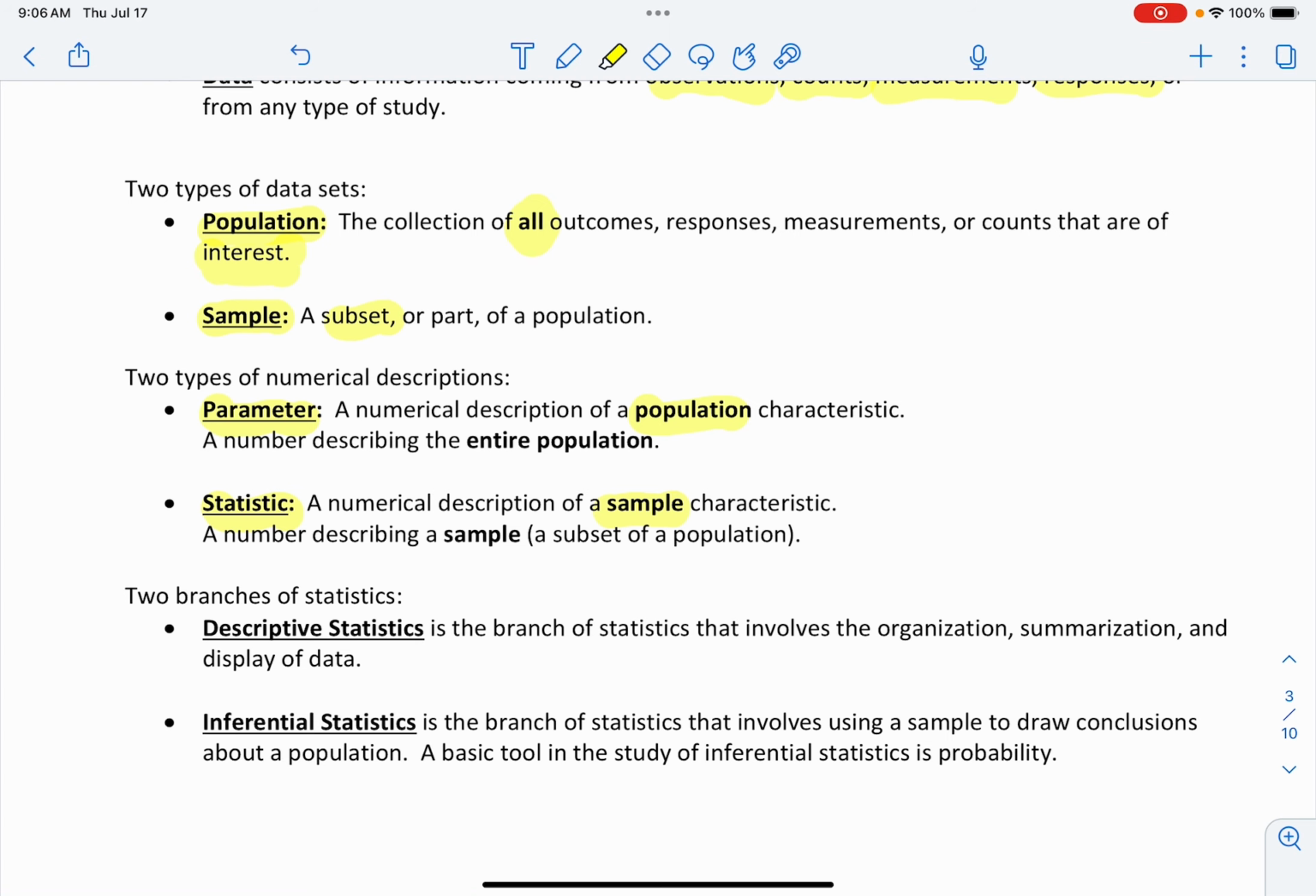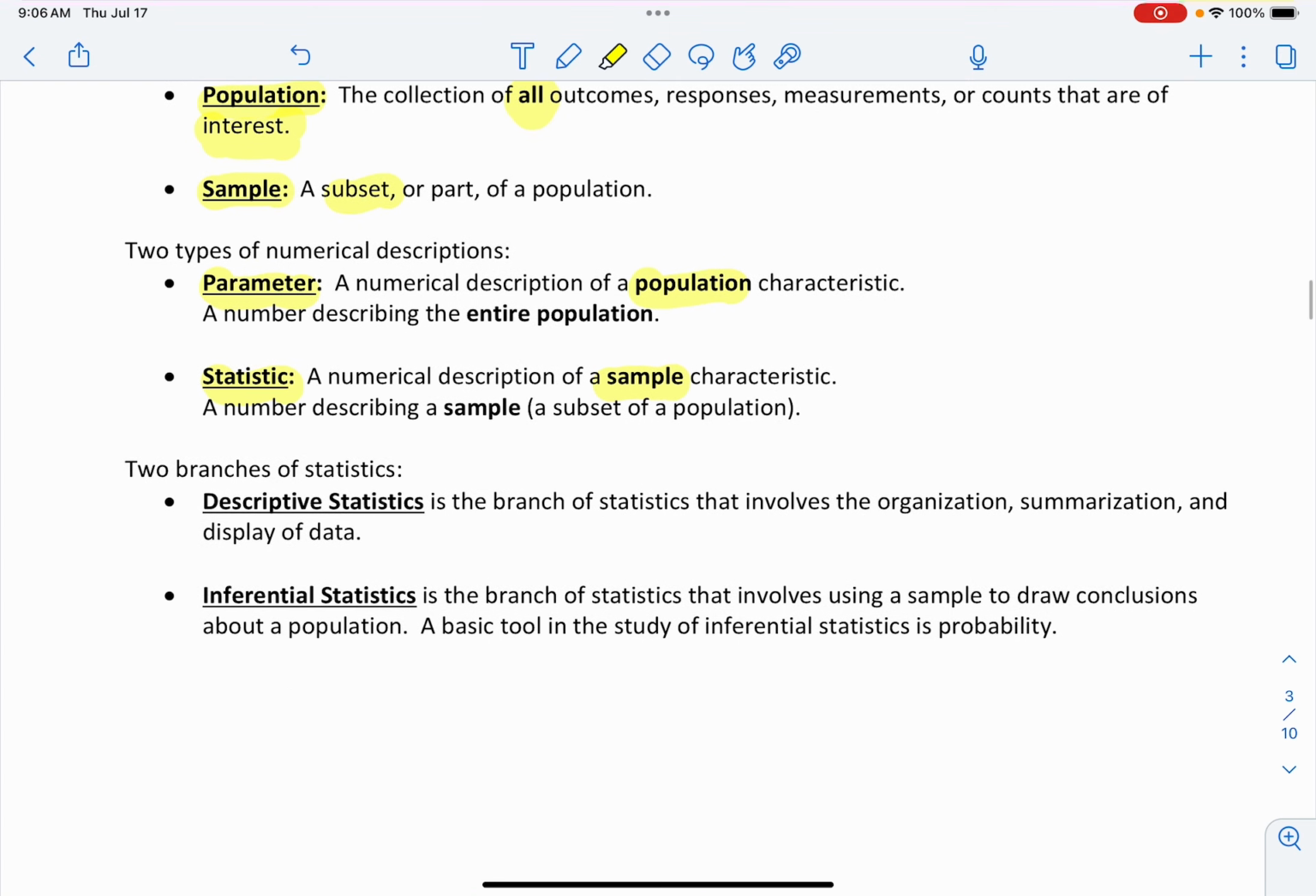And then the 2 major branches of statistics: the first part of the class will be doing descriptive. That's basically graphs and organization and all the numbers that are involved. And then the inferential is making conclusions, drawing conclusions based on a sample about a population. Okay, so let's look at some examples.